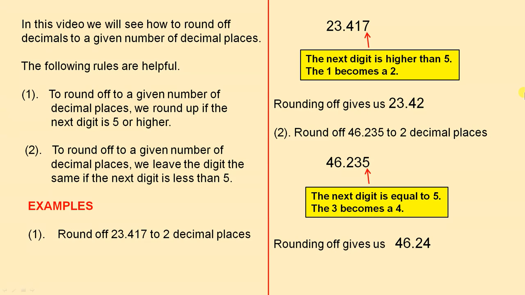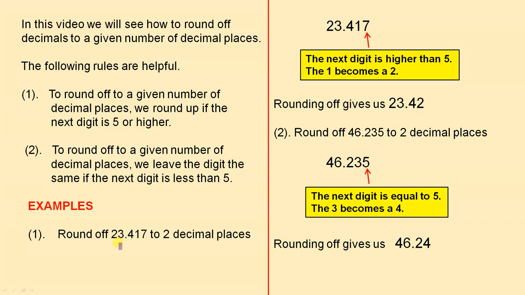Number 1. To round off to a given number of decimal places, we round up if the next digit is 5 or higher. Rule 2. To round off to a given number of decimal places, we leave the digit the same if the next digit is less than 5. Let's look at some examples.